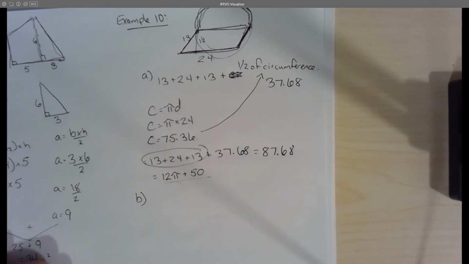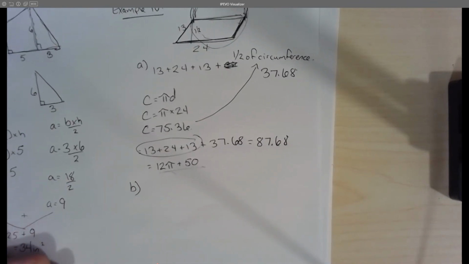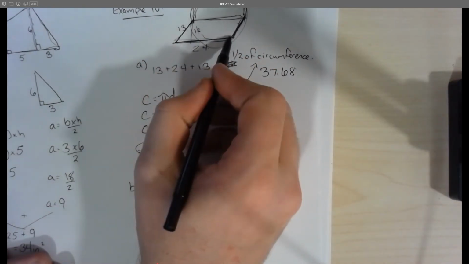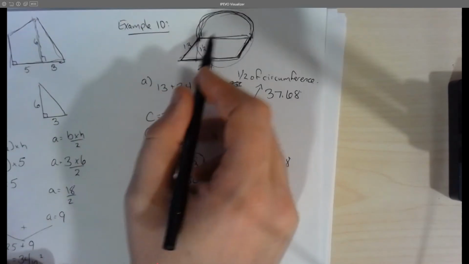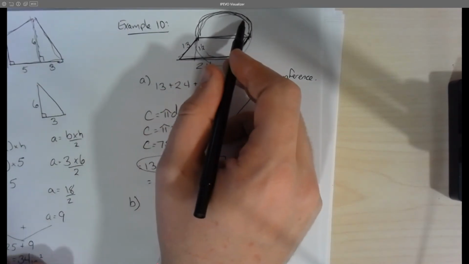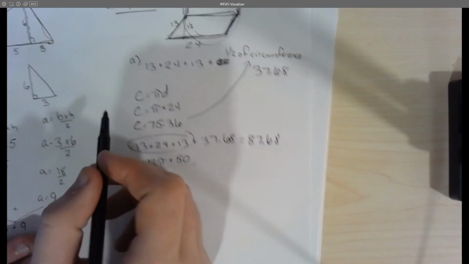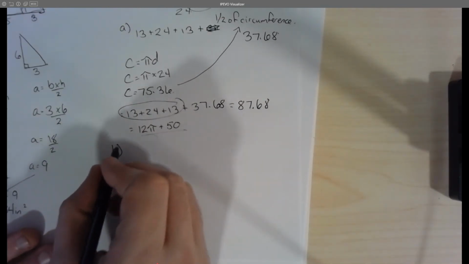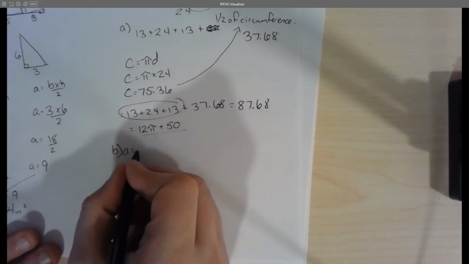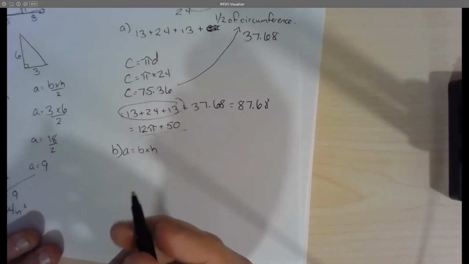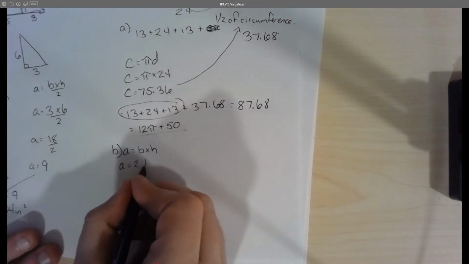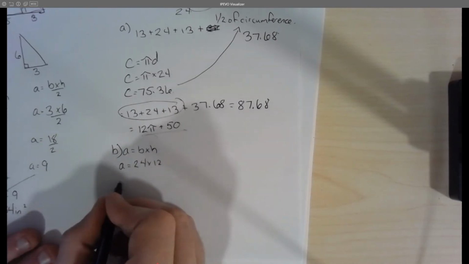B asks us to figure out now the area of the figure. Okay, well, the area of the figure, we have two shapes here. We have a parallelogram, and we have a circle, but half of it. So half of a circle and a parallelogram. So let's figure them out separately and then piece them together. A parallelogram, remember, the area is just simply base times perpendicular height. So the area of that parallelogram is going to be 24 times 12.